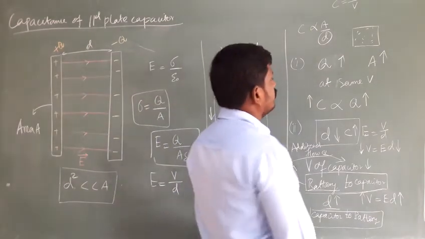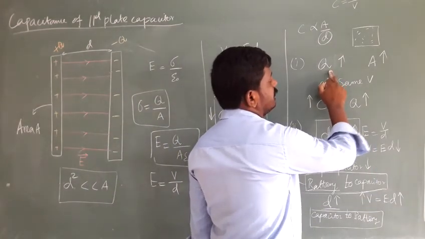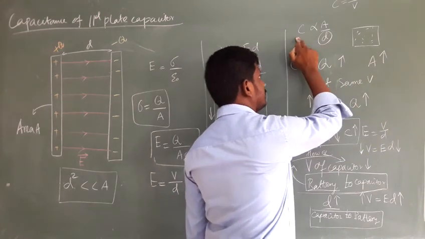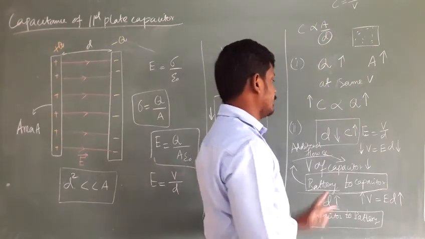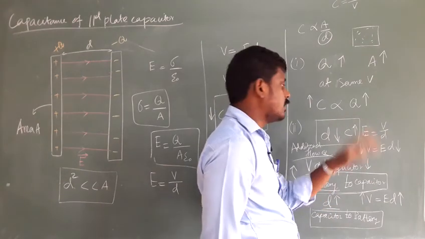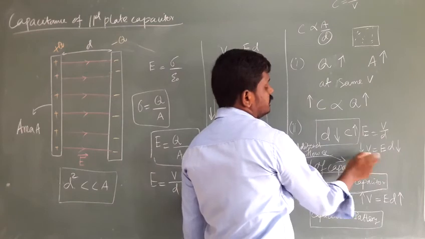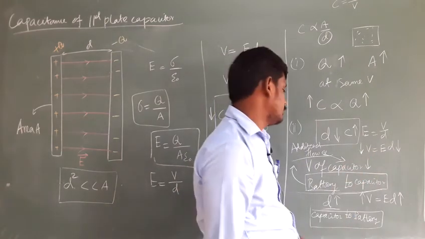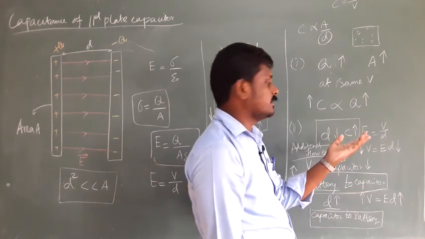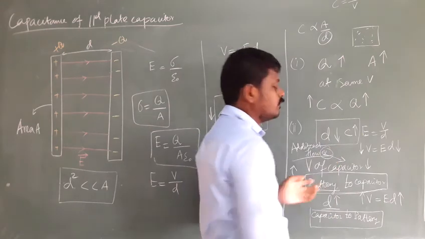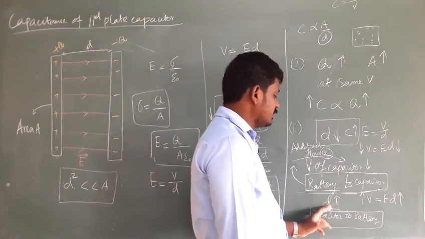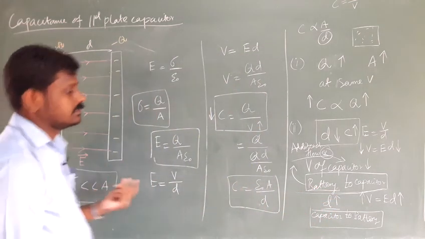Then some inferences. If we increase the area of cross section, the area of the plate, charge accumulation increases, so capacitance increases. So C is directly proportional to A. Then the second inference: if distance is decreased, capacitance value increases. How? Distance decreases and the potential of the capacitor decreases. To balance this, there is some additional flow of charge from the battery to the capacitor, so charge increases and capacitance value increases.